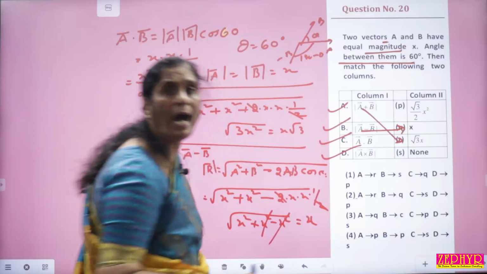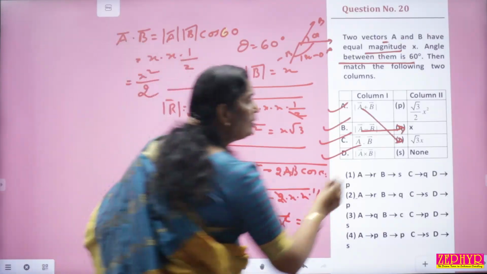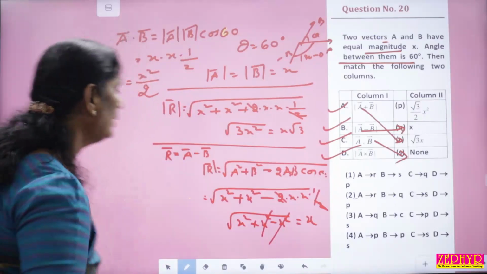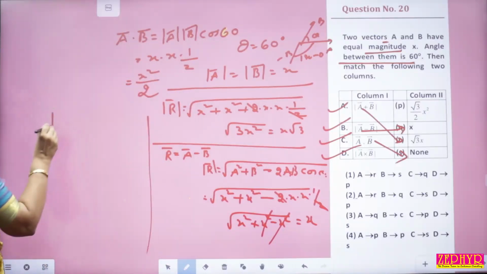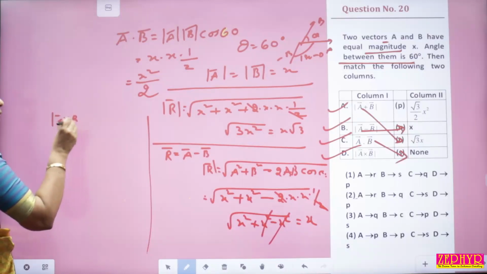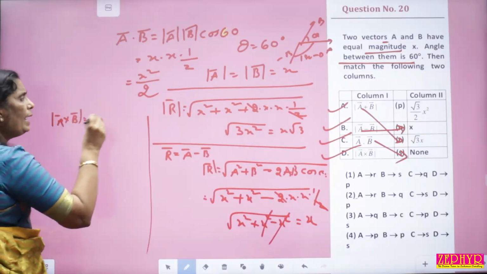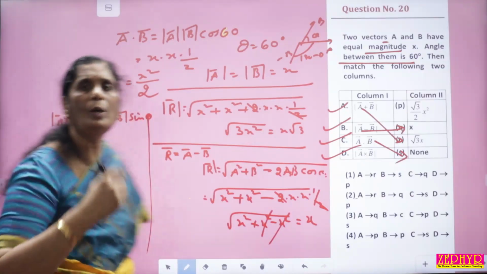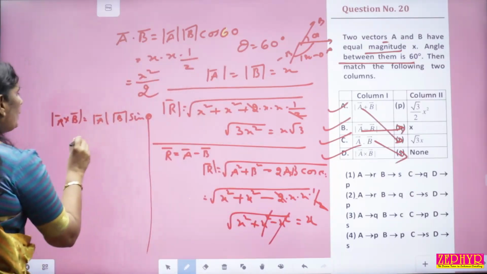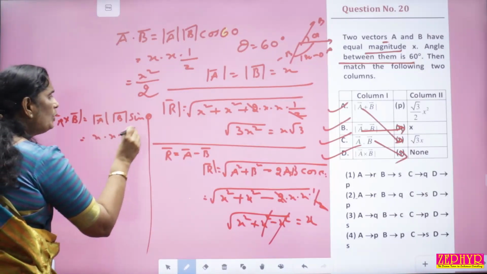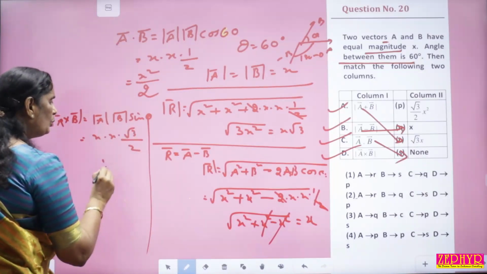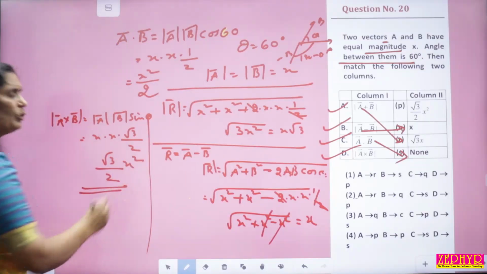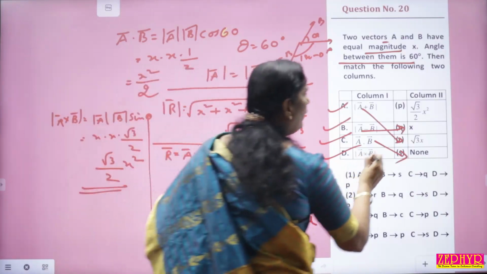It is x square by 2, it is not none of this. Finally, A bar cross B bar, only the magnitude. So mod A, mod B, sin theta. That will be x into x into sin 60, root 3 by 2. So root 3 by 2 x square.